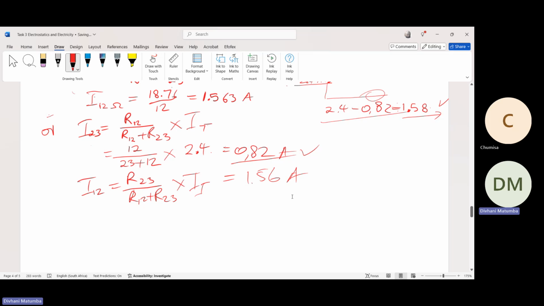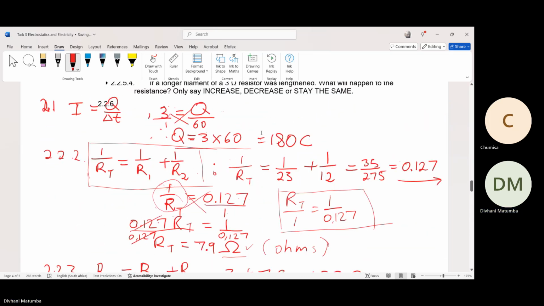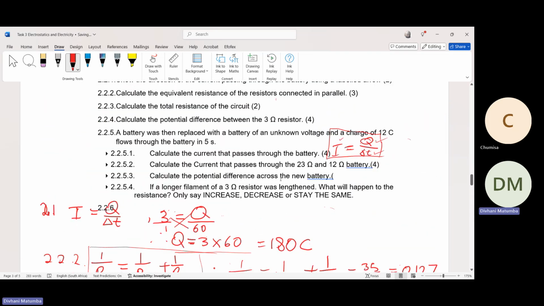So let's go to the next question, 2.2.5.3. It says, calculate the potential difference across the new battery. I think we have already calculated it.